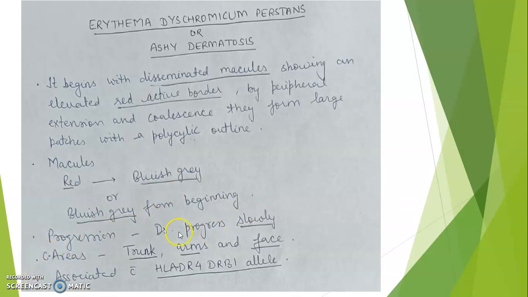It is a slowly progressive disease, and the commonest areas affected are the trunk, arms, and face. HLA-DR4 DRB1 allele is associated with ashy dermatosis. So the patient usually presents with macules over the trunk, arms, and face.